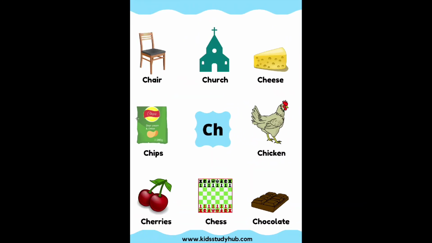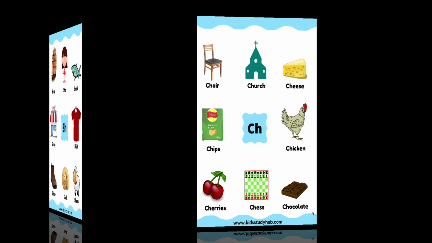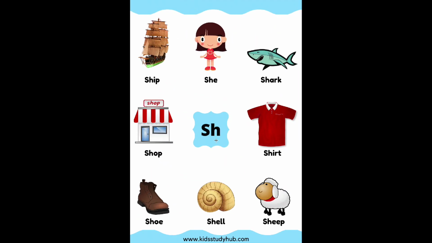So this is the first digraph, ch. Let's see some words that begin with the digraph ch. Chair, church, cheese, chips, chicken, cherries, chess, chocolate. Sh: ship, she, shark, shop, shirt, shoe, shell, sheep.